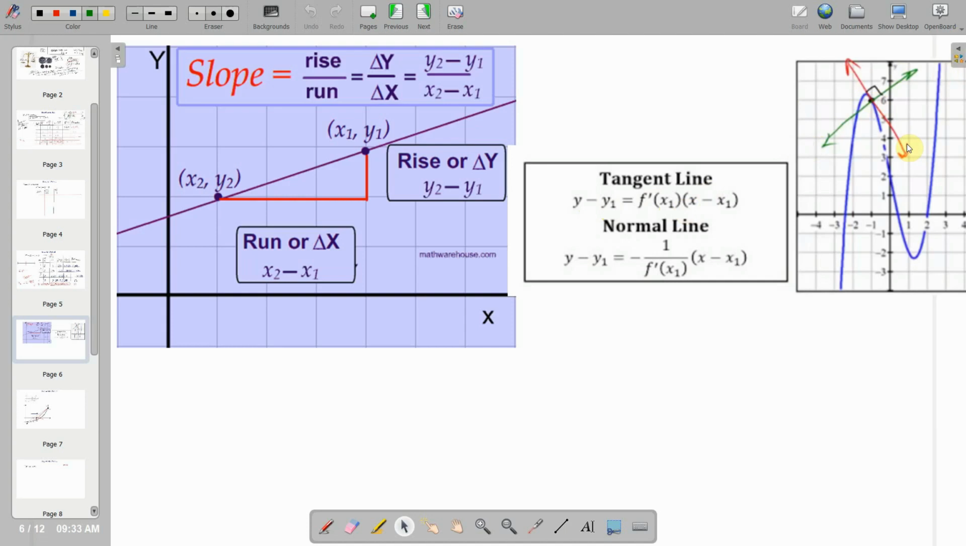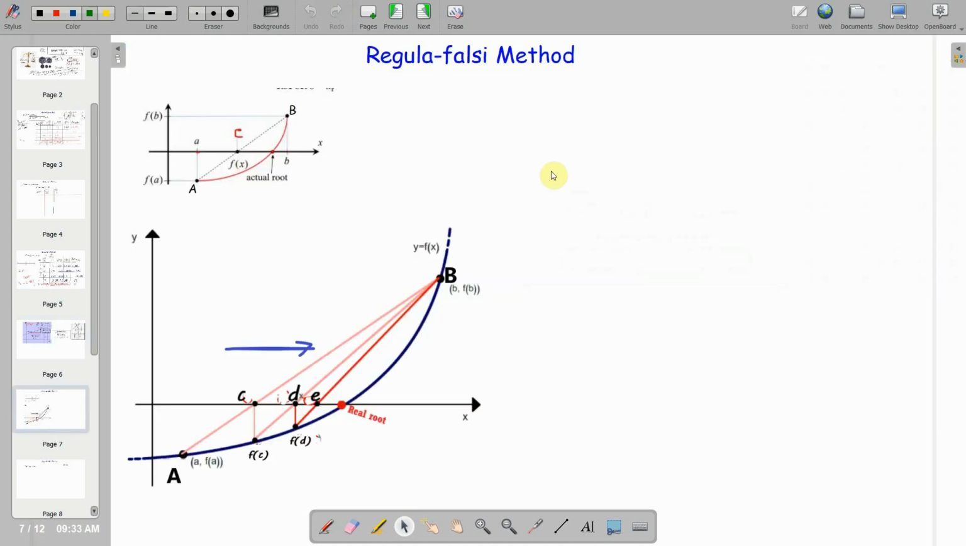Now the method I'm going to discuss is called the Regula Falsi method. Some people call it the Regula Falsi method, some call it the chord method, and some call it the linear interpolation method. At the very beginning, it's like the bisection method. You have to take an initial case. What do I mean by this initial case? At the very beginning, you have to consider 2 points.